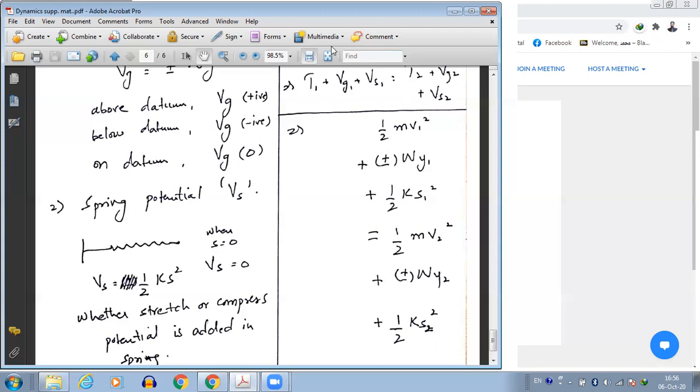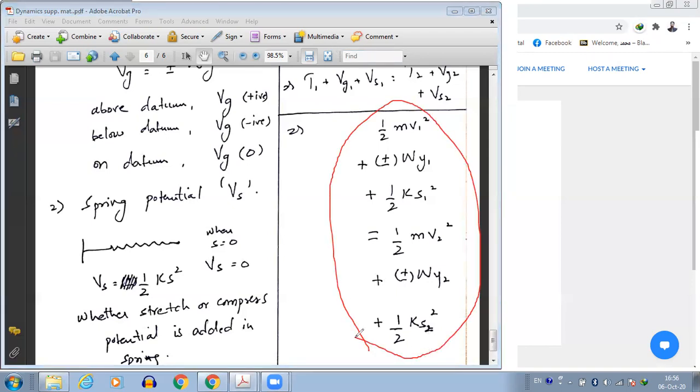Do you understand this formula or not? Is there anything which is not clear in this formula? Please ask.